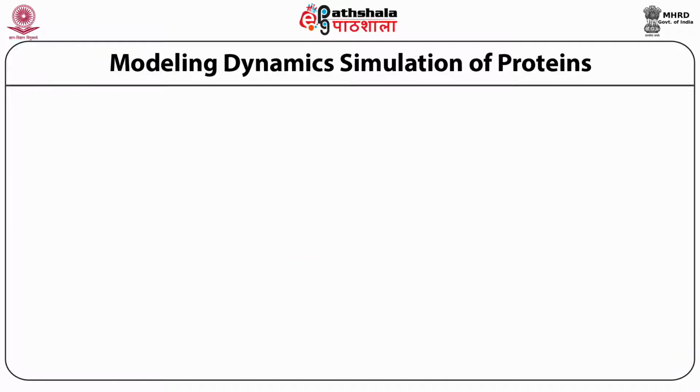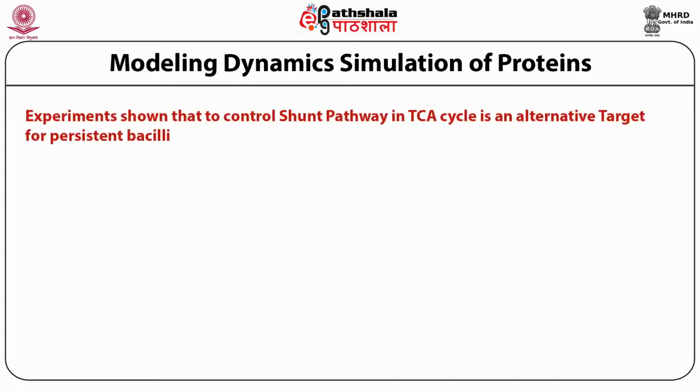Now, what is the case study? We have mentioned in one of our previous modules how to identify a new or novel target which is associated with persistent bacilli or MTB. Here I take the case of a protein associated with a shunt pathway in the TCA cycle. What has been identified is that there is an alternative target for persistent bacilli, and this has been experimentally proven, and we did a simulation of metabolic flux analysis to find which ones and to what extent we should address this issue.